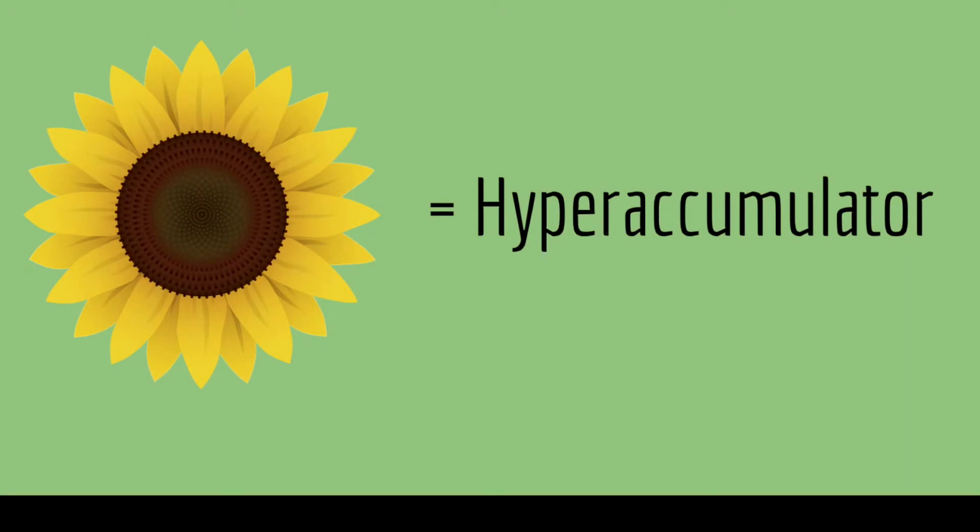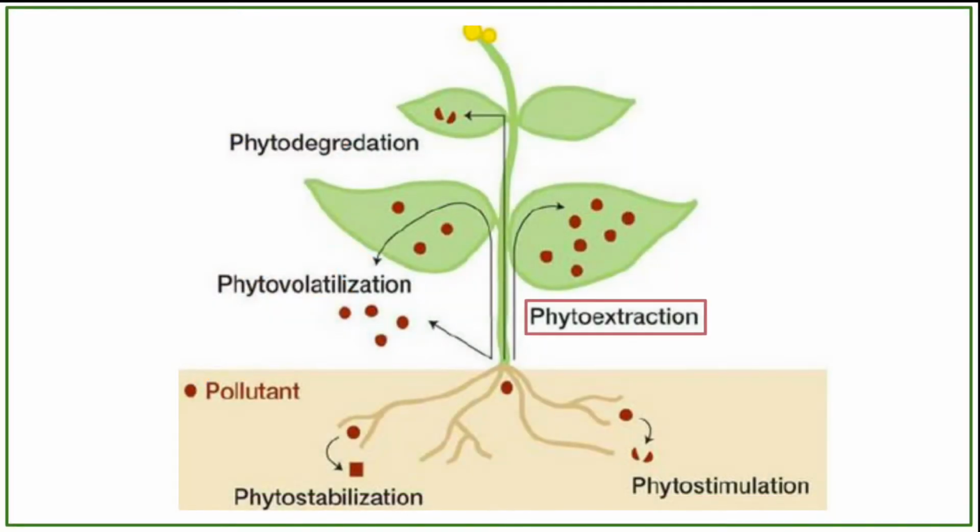Sunflowers were used in this experiment because they germinate quickly and are known to be hyperaccumulators, or a plant that is able to grow in toxic soils, taking up metals via roots and concentrating the metal in its tissues.